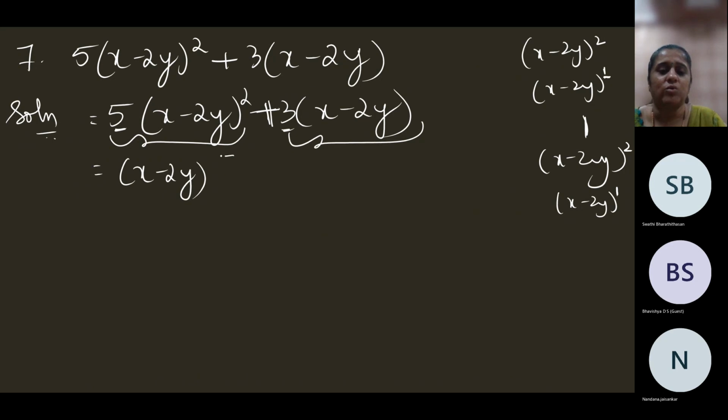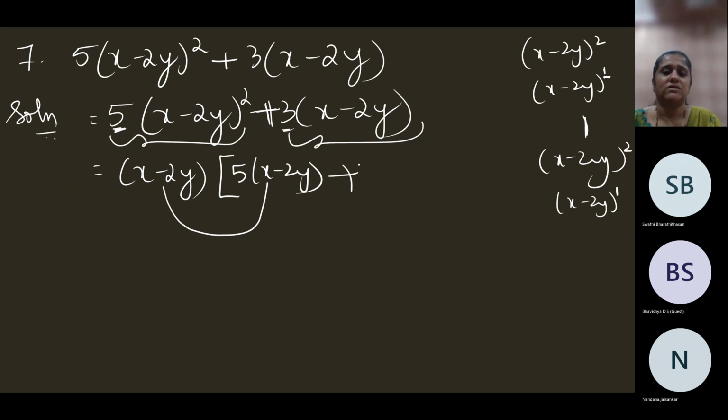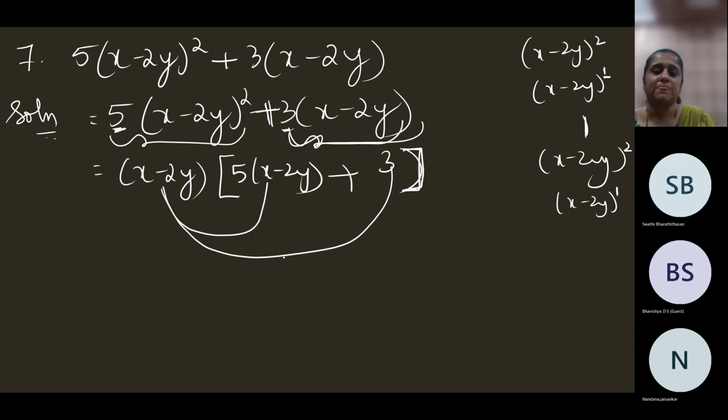Bring it out. Now, you will have to write this 5, because 5 into x minus 2y is 5 into x minus 2y. But you need to get x minus 2y the whole square. So x minus 2y into x minus 2y will give you x minus 2y the whole square, and this 5 because we have a 5 here. Then the connecting sign plus. X minus 2y is common outside, so you should just write a 3, because 3 into x minus 2y will give you the second term.